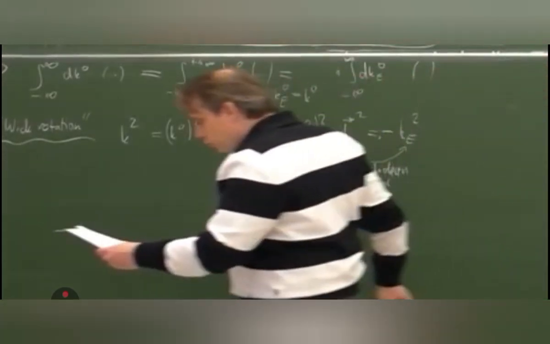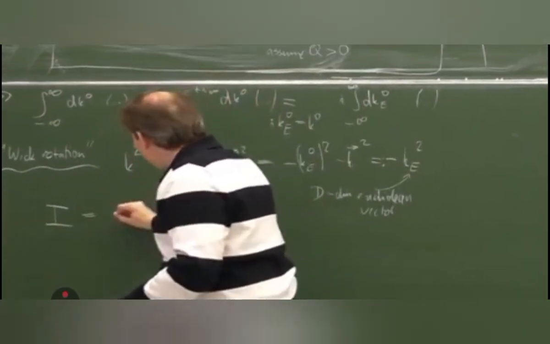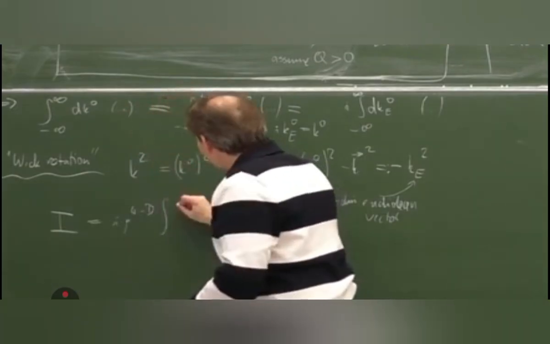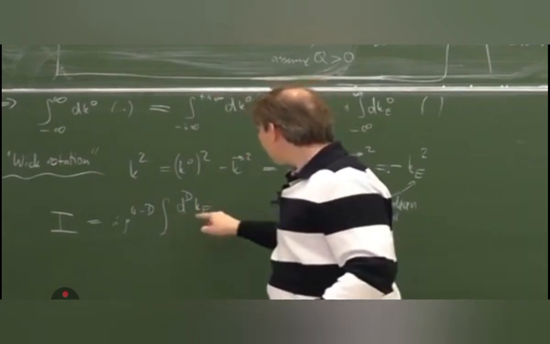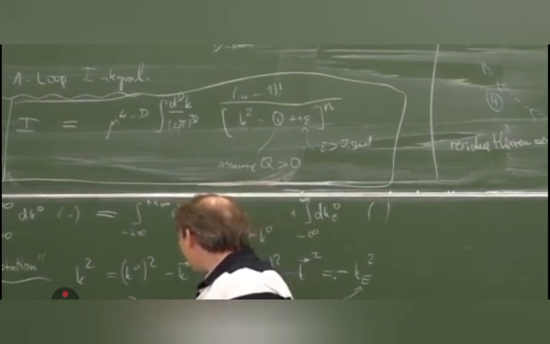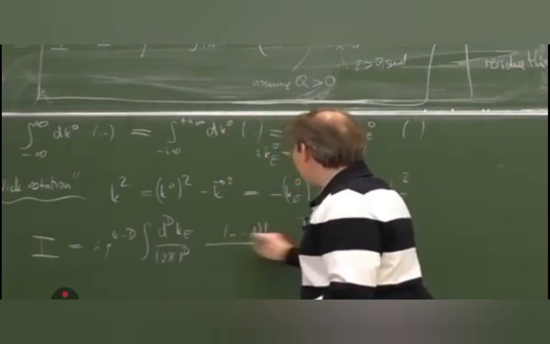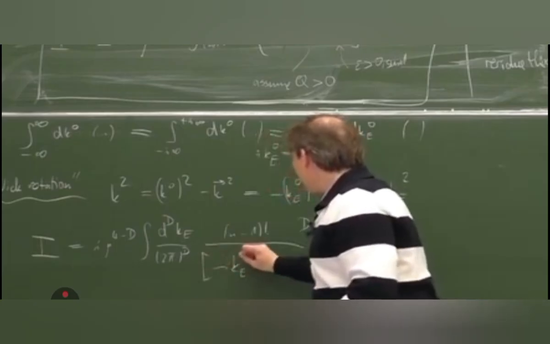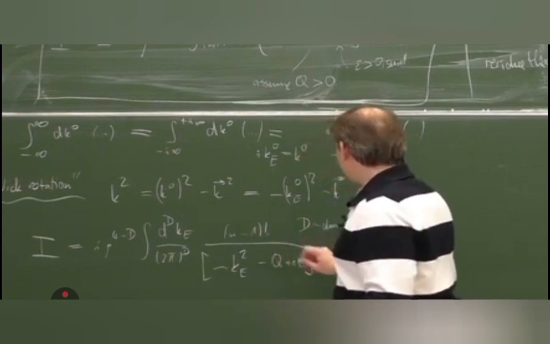And we have shown the following to be true, namely our original integral can be written as follows: i times mu to the power 4 minus d times now the d-dimensional Euclidean integral over the variable d-dimensional kE divided by 2 pi to the power d, then n minus 1 factorial divided by, here we simply have minus kE square minus q plus i epsilon to the power n.